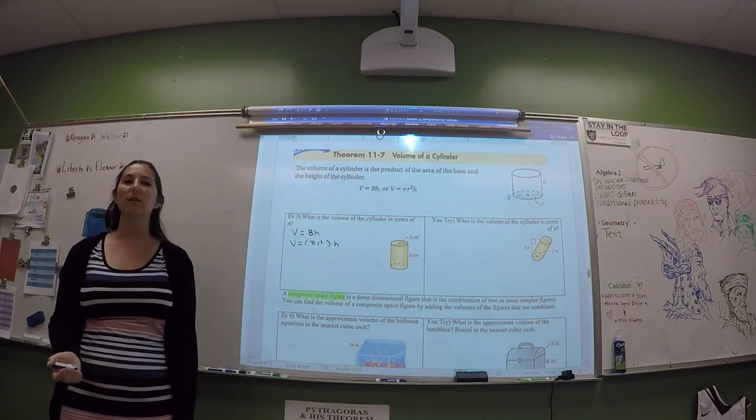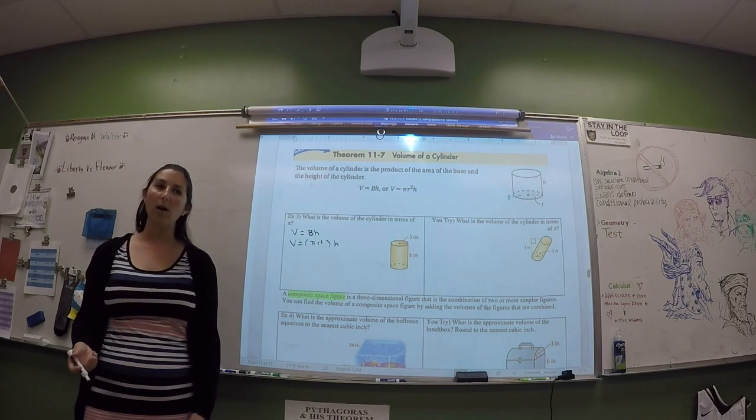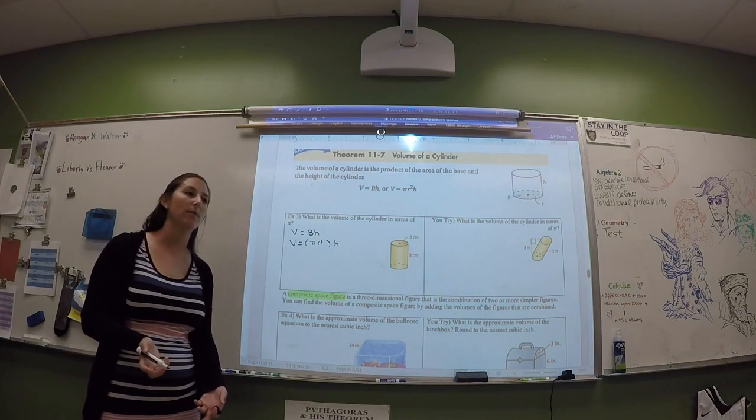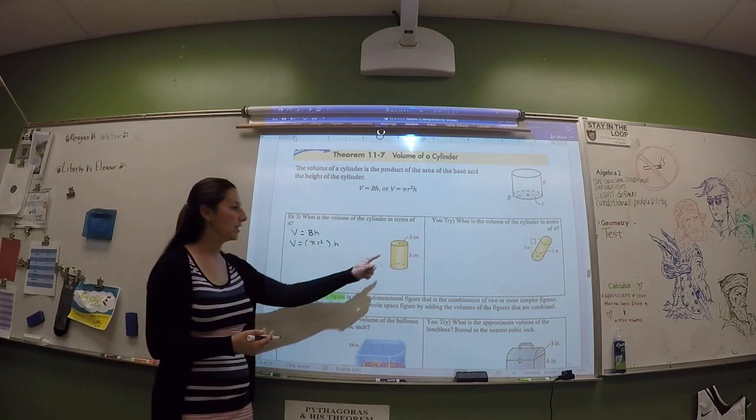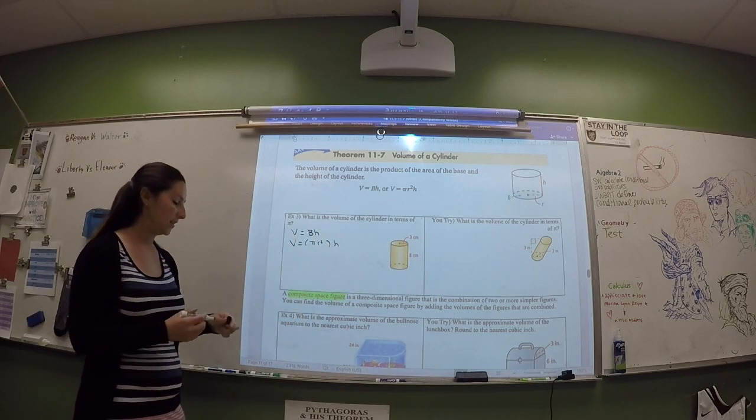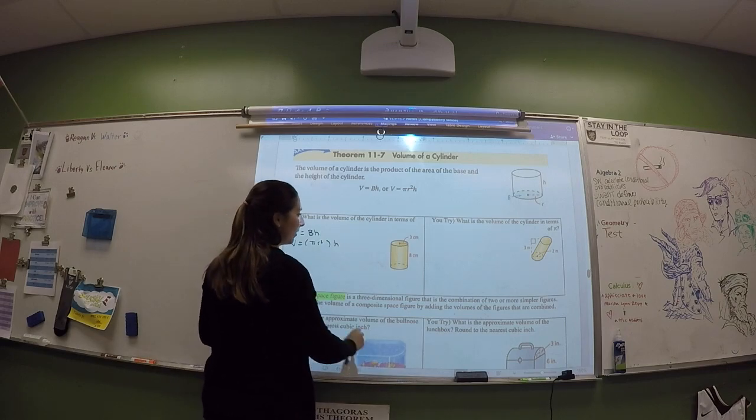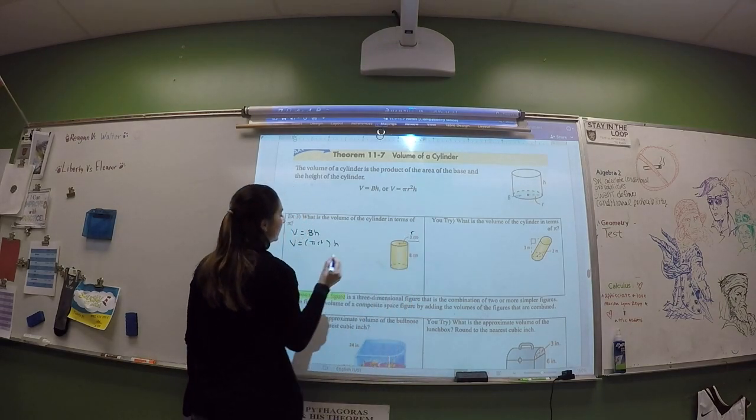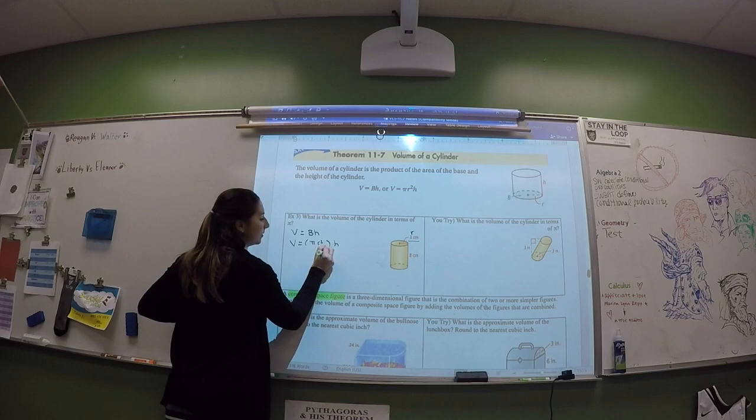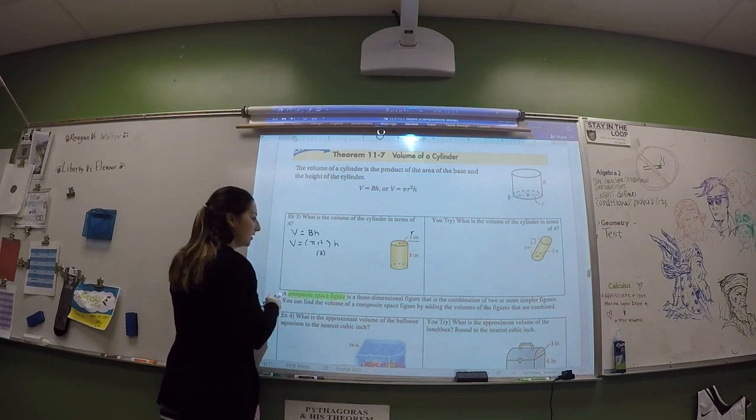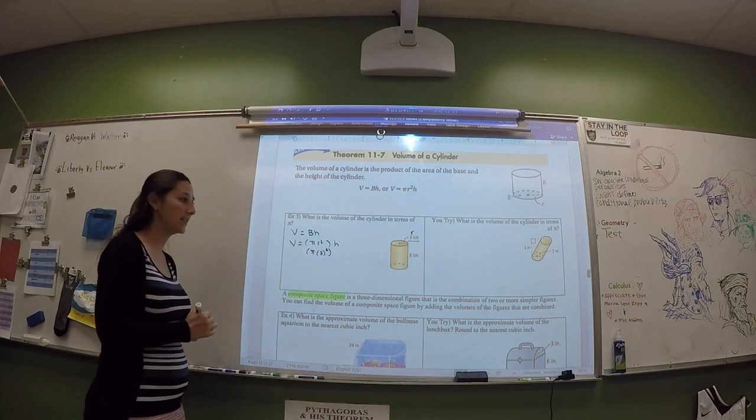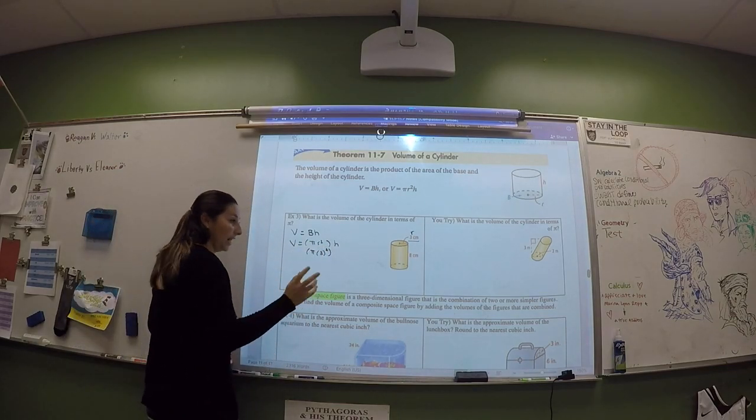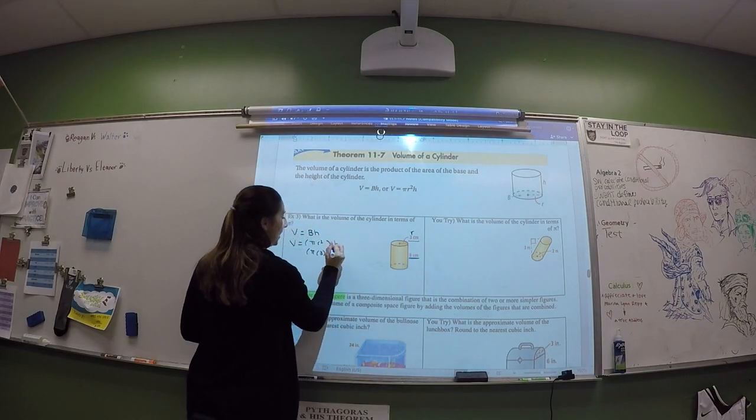Basically the same process we did with that triangular one, right? We gotta find the area of the base. Well, the base was a triangle, so we did 1/2 base times height. This base is a circle, so we use this. Now we have everything we need, I think, right? This is our radius, so we're gonna do radius squared. And the height of the cylinder, again, the piece that connects the two bases, is 8.